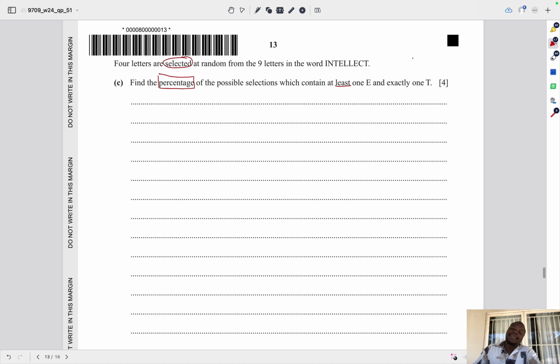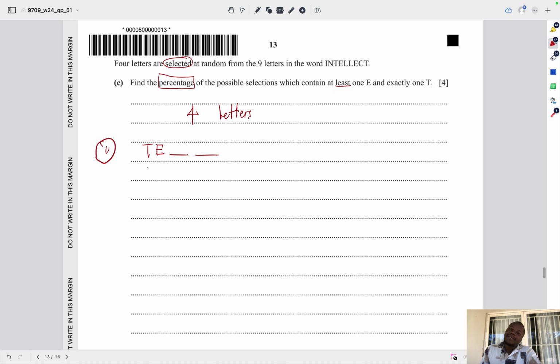Okay, and we're selecting what? 4 letters. So let me write this. We are selecting 4 letters. In the 4 letters, there must be exactly 1 T and at least 1 E. So for the first part, there's always going to be 1 T, but there could be 1 E, meaning there will be 2 spaces left to choose from.